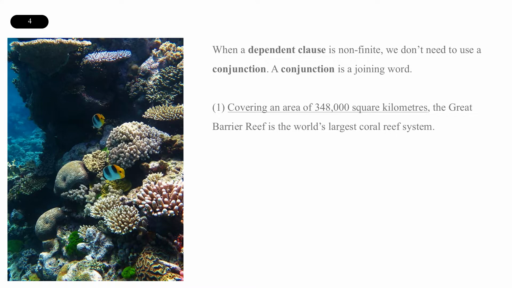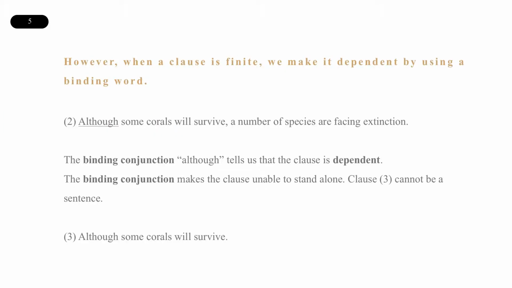When a dependent clause is non-finite, we don't need to use a conjunction. A conjunction is a joining word, and as you can see in this example, there is no conjunction because the dependent clause is non-finite. However, when a clause is finite, we make it dependent by using a binding word.